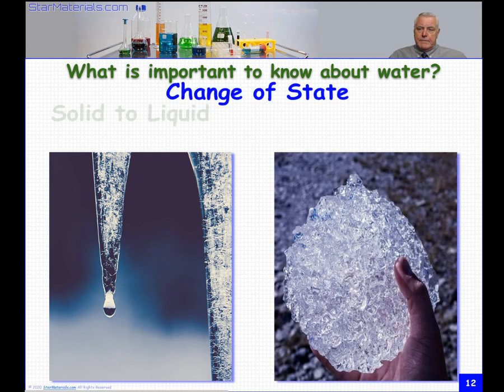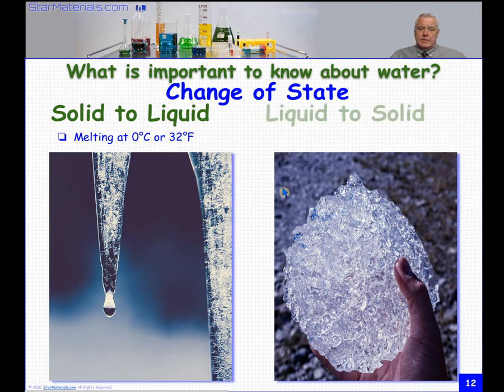Change of state again from a solid, ice, to a liquid. Ice melts at 0 degrees or 32 Fahrenheit, goes from a liquid to a solid by freezing at the same temperature. So it depends on which way you're going. If the temperature is going down, you're going to be freezing. If it's going up, you're going to be melting.